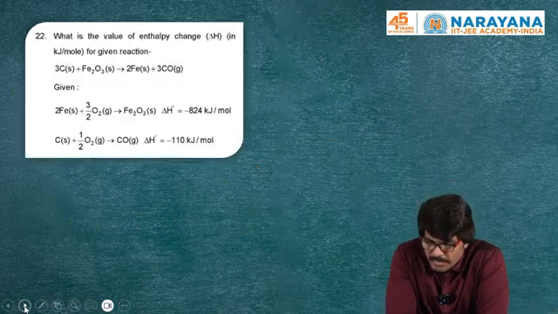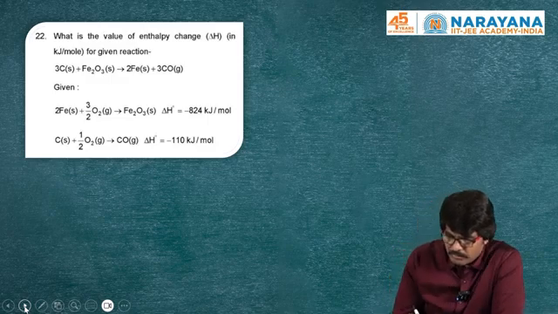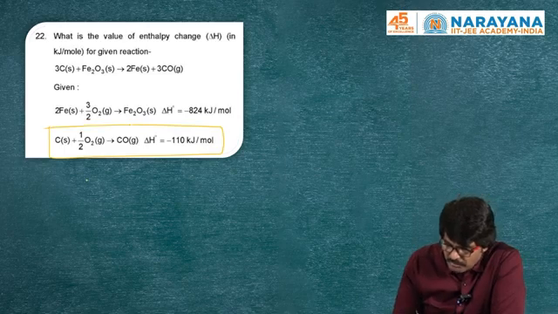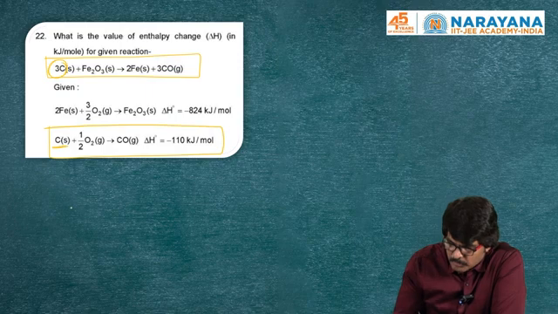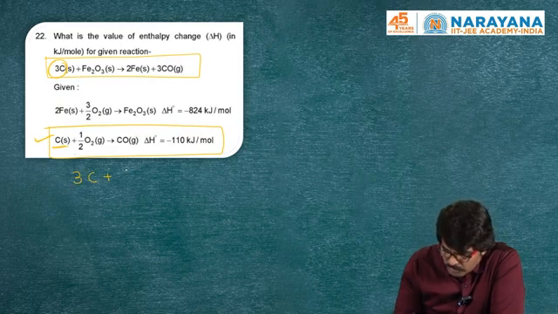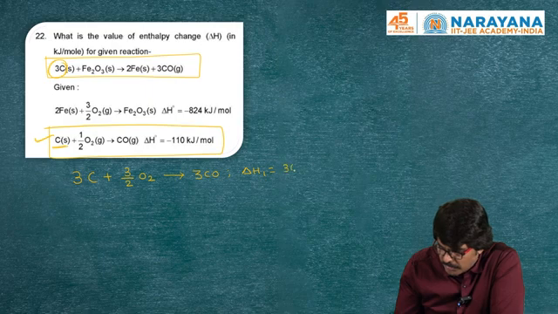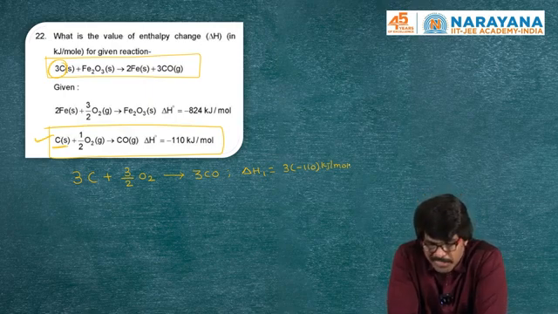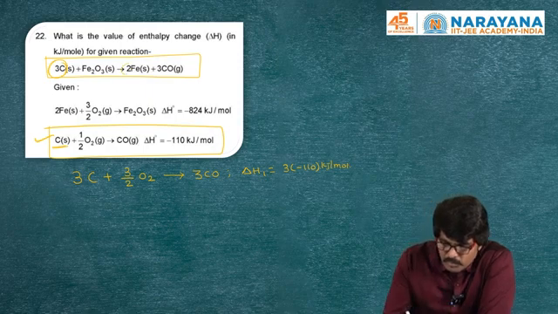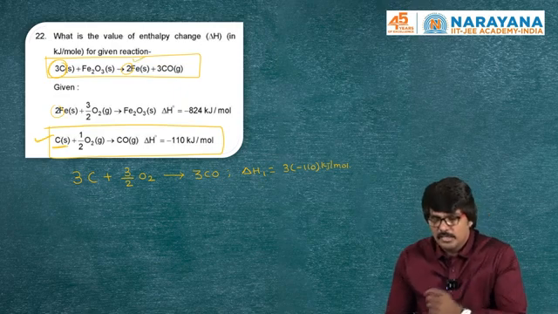And the next one: what is the value of the enthalpy change, delta H? So here we have to derive this equation. But if you see, there are 3 carbons present here. So let me multiply the first equation by 3, because I need 3 moles of carbon, 3 into 1 by 2 moles of oxygen, and 3 moles of carbon monoxide, and delta H1, let me write 3 into minus 110 kilojoule per mole. I'm multiplying the equation by 3 because the required equation needs 3 moles of carbon. And of course here 2 moles of iron, here also 2 moles of iron, but iron should be on the product side. Let me reverse the second reaction.